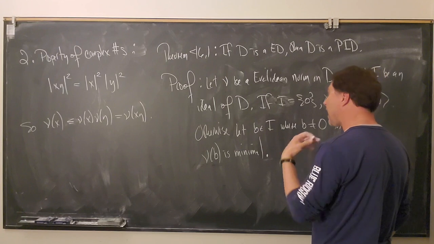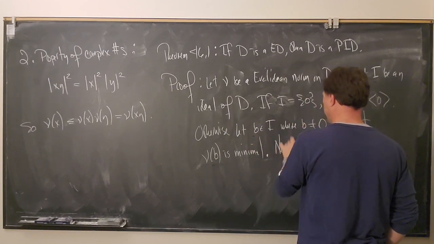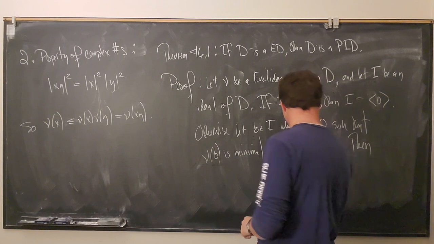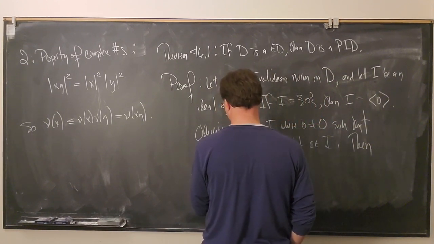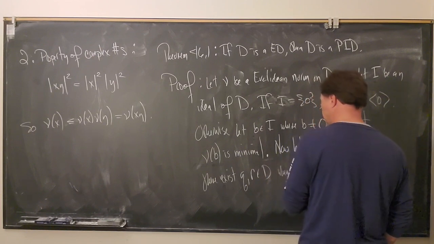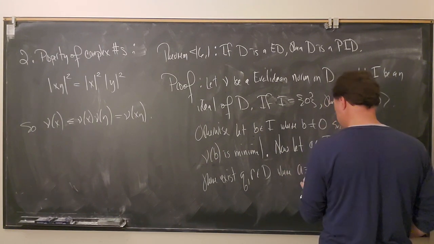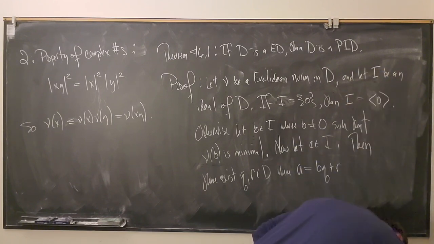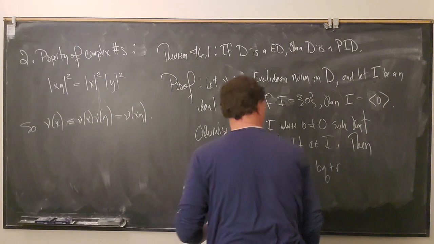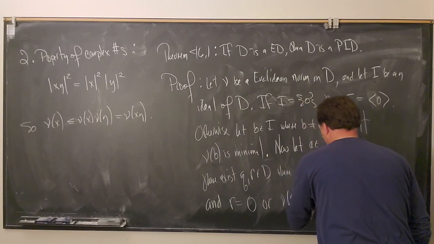Now we need to show that every element in I can be expressed as a product, something in D times b. So let's say now, let little a be in capital I. Now we've got a Euclidean norm, so there exist q and r in D where a is equal to bq plus r, and either r equals 0 or the norm of r is strictly less than the norm of b.